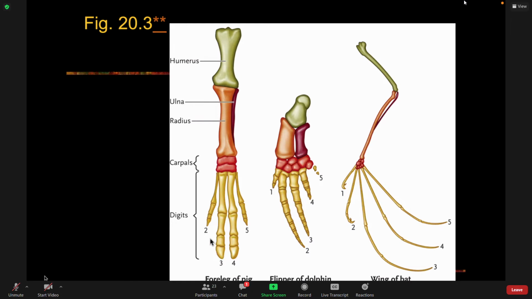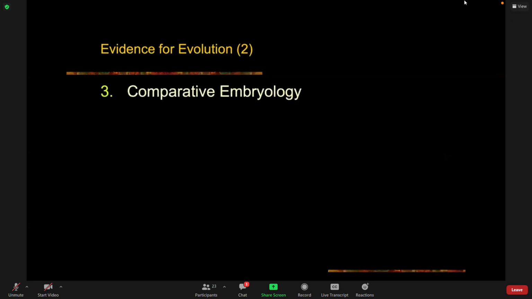Now you see here, we count only 4 digits in the pig, but in the embryo, digit number 1 is there. It disappears. But in whales, there are 5 fingers. In bats, 5 fingers as well. And we have 5 fingers as well. So this type of pattern is quite widespread in mammals and also in other land vertebrates. So comparative anatomy is one area where we get some information.